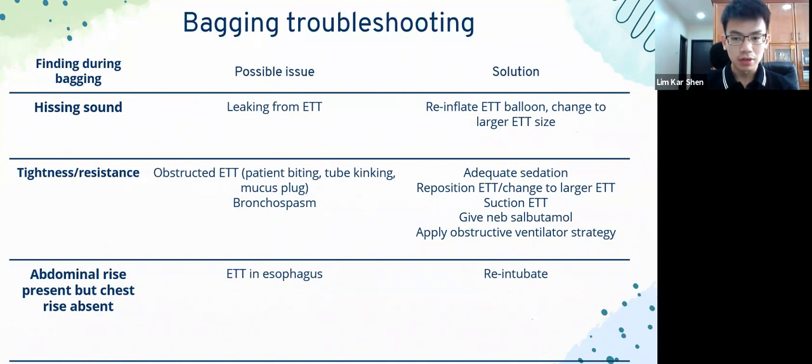Solution is to increase the sedation or ensure adequate sedation, reposition the ETT, change to a larger ETT, or suction the ETT, and if needed, give salbutamol and apply an obstructive ventilator strategy. If there's an abdominal rise present but chest rise absent, most likely the ETT is in the esophagus. Then we have to re-intubate the patient.